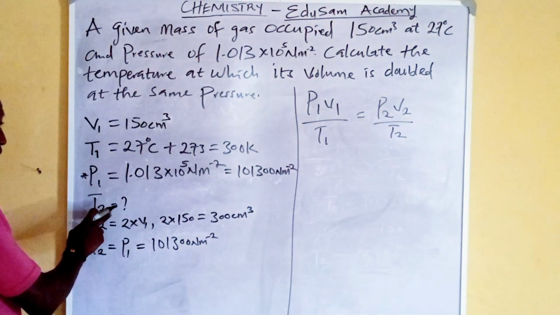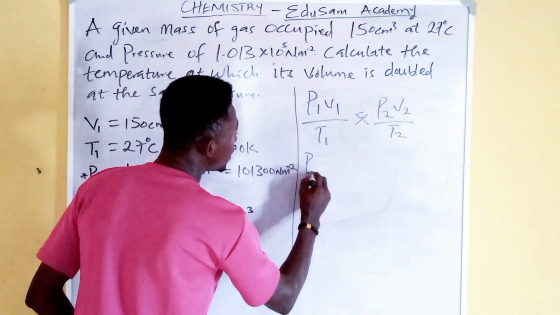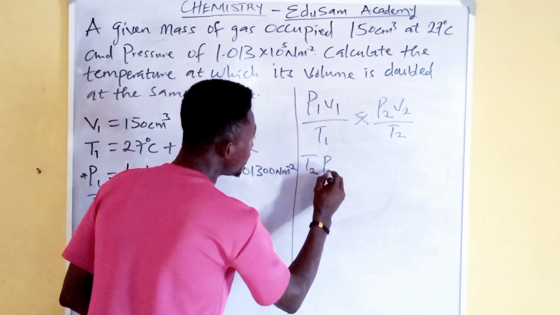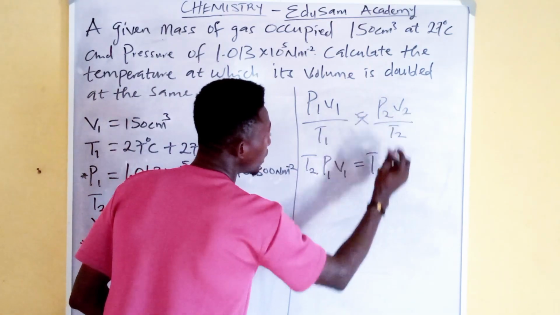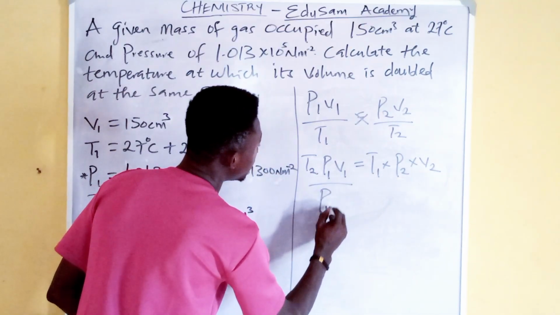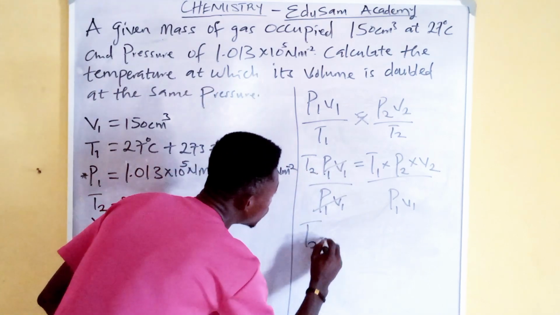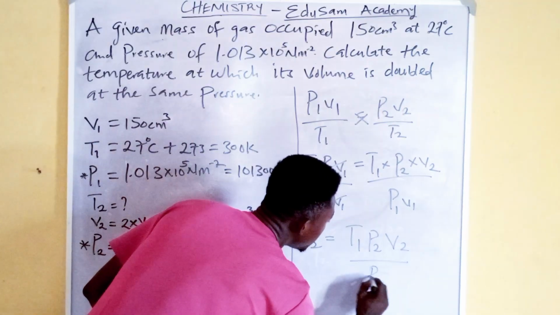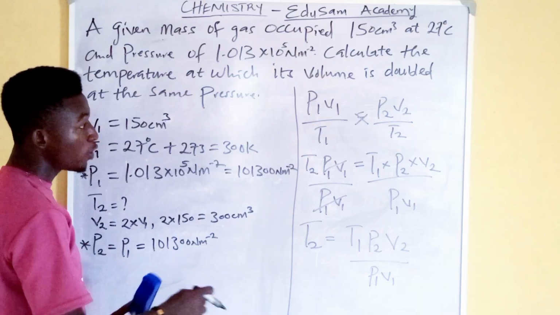Good. Now I'm looking for my temperature, right? So I make T2 the subject of the formula by cross multiplying first. So I have T2 P1 V1, that is this multiplied by this, equals T1 times P2 V2. So divide this by P1 V1, divide this by P1 V1. So this cancels out. So my T2 equals T1 P2 V2 divided by P1 V1, right? So now I'm going to input my values here. Are we together?